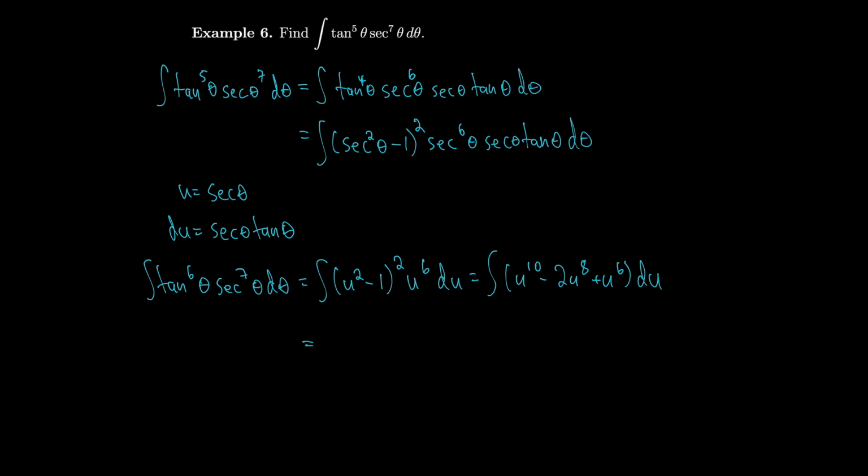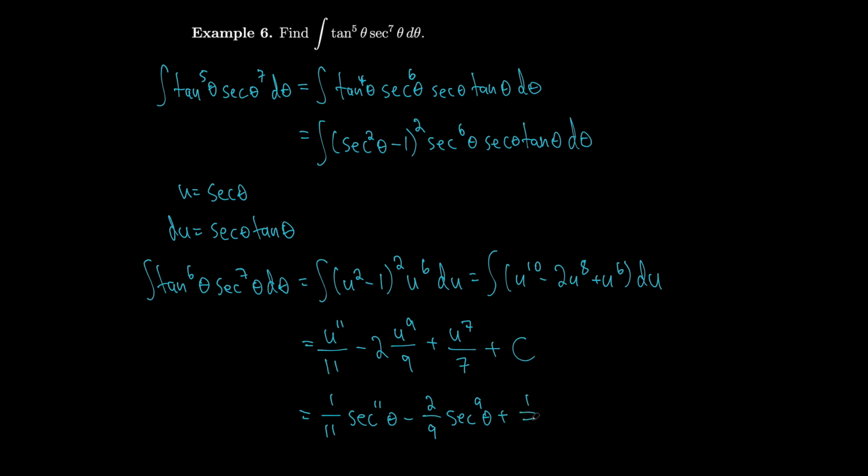So that's u to the 11th over 11 minus 2 times u to the 9th over 9 plus u to the 7th over 7 plus c. And then we substitute back in. So we have 1 over 11 times secant to the 11th minus 2/9 secant to the 9th plus 1/7 secant to the 7th plus c.